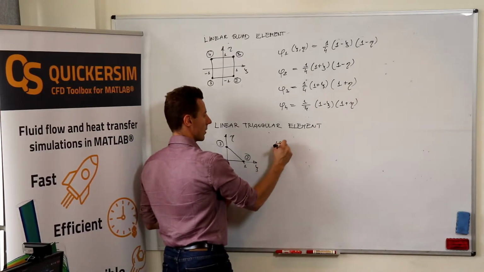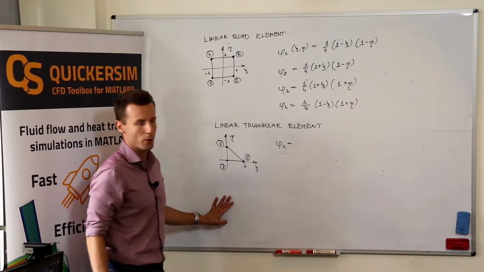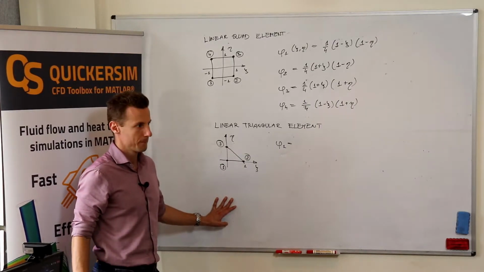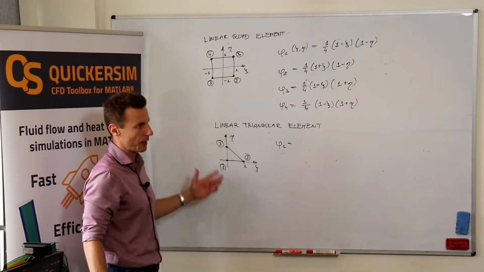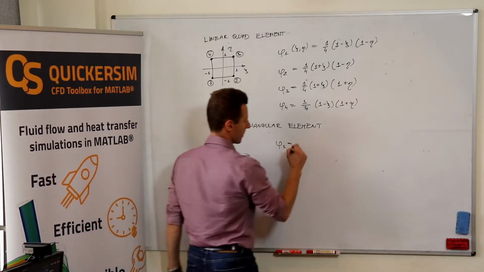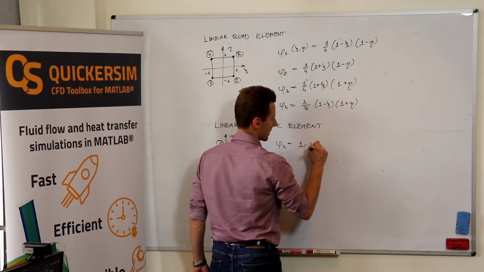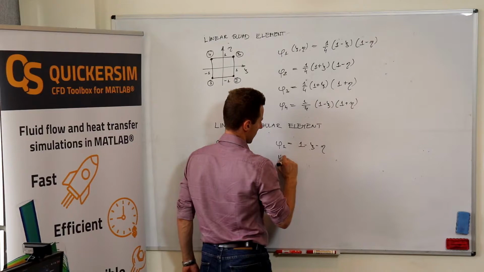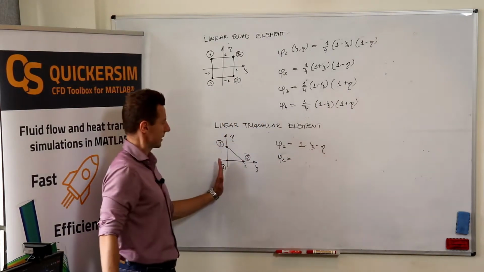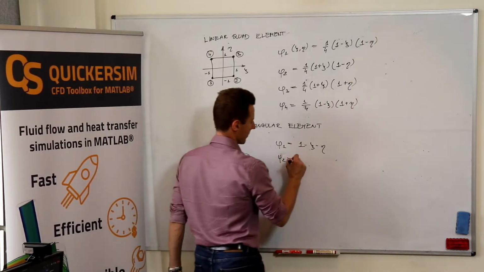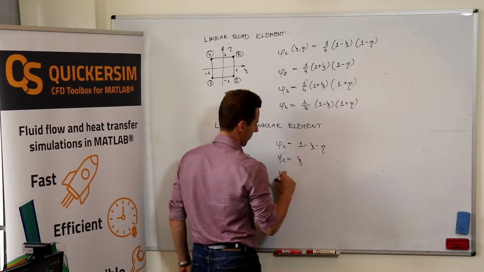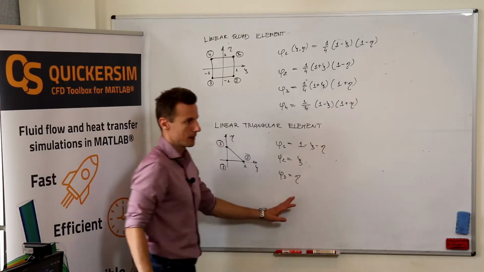So what is phi 1? Right now they will be really linear. 1 minus psi minus eta. Phi 2 is nothing else than just psi. Phi 3 is simply eta.